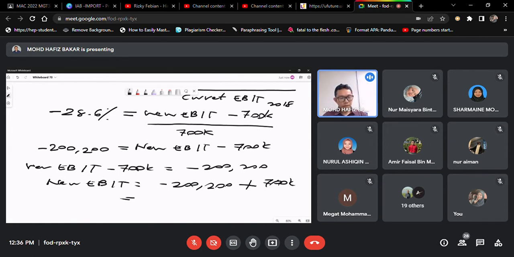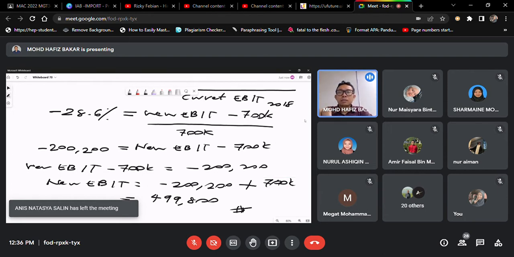So 700,000 minus 200,000, 200,... 499,800. So this will be the new EBIT, or new operating profit, for year 2019. So this will be the answer.